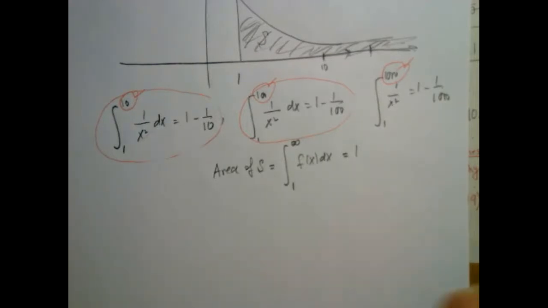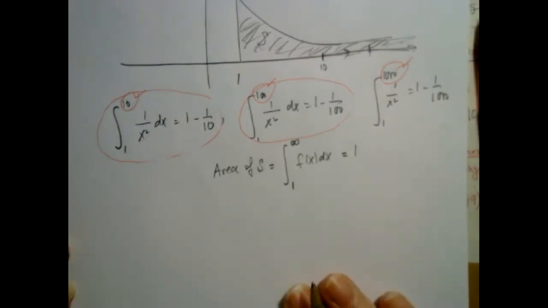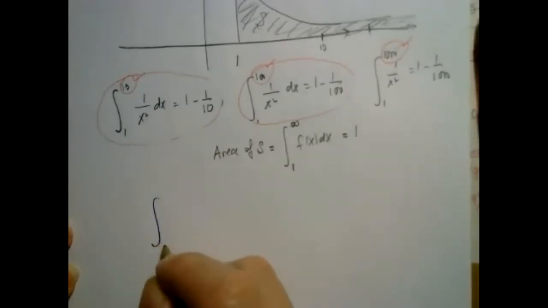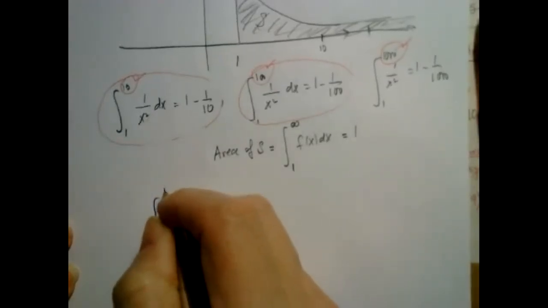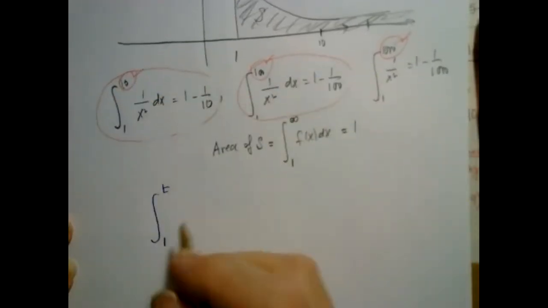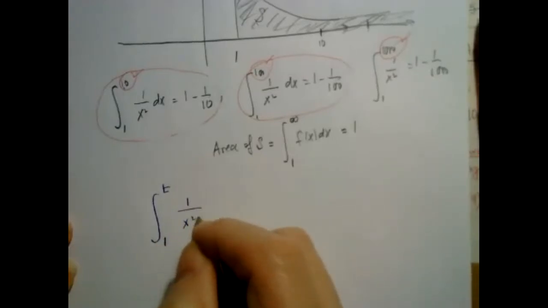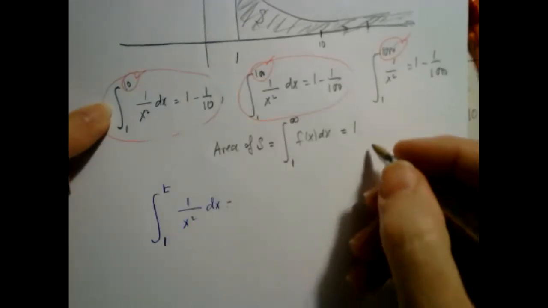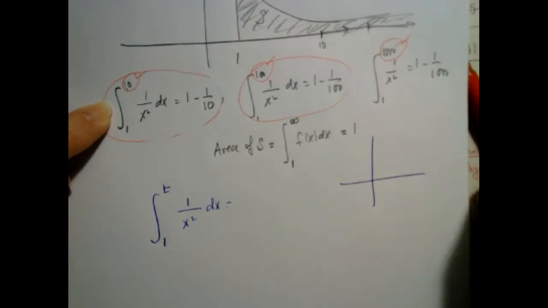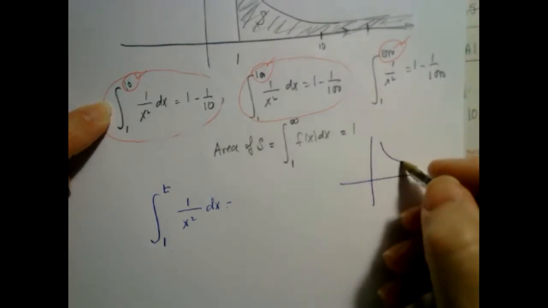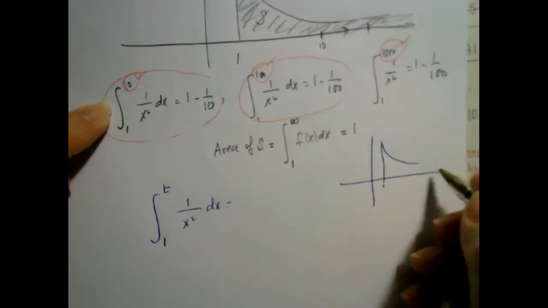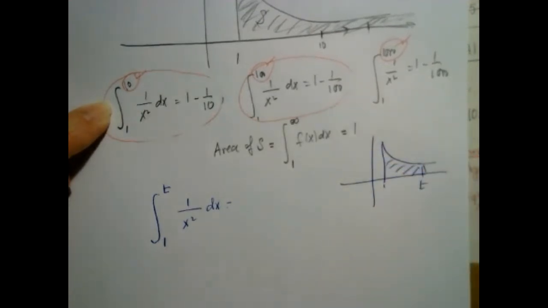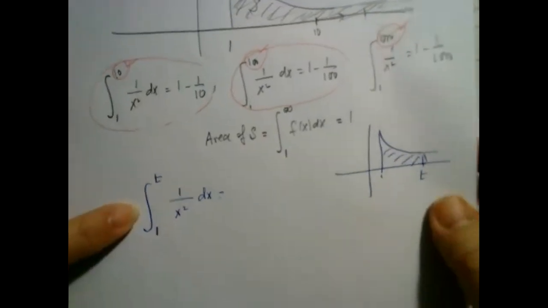So the idea is now the following. Instead of doing this several times, why don't we do this? First, we compute the integral from 1 to t. So I call this upper bound t. 1 over x squared dx. So we find a formula for the area up to a finite number t. So we compute this integral.